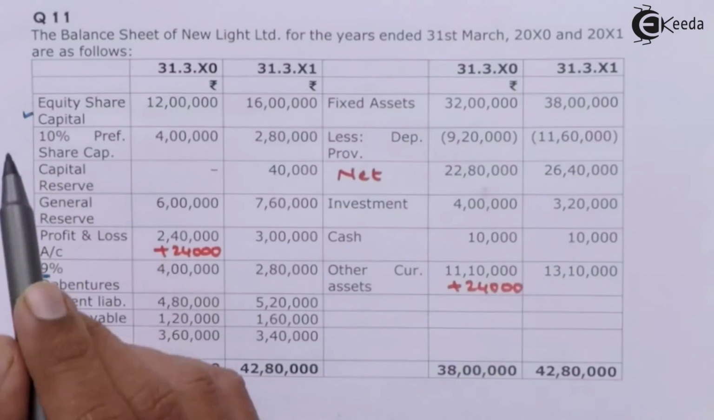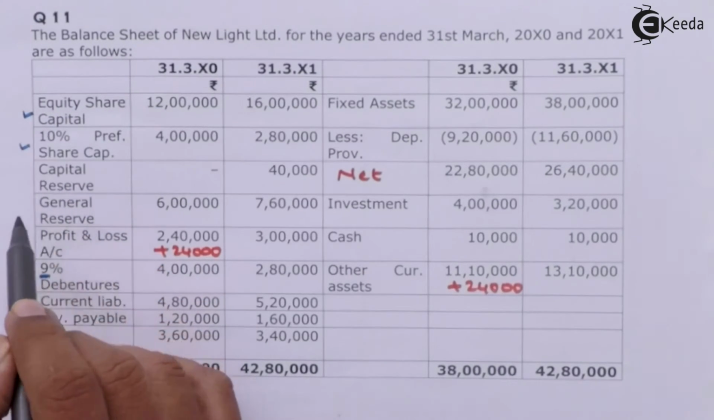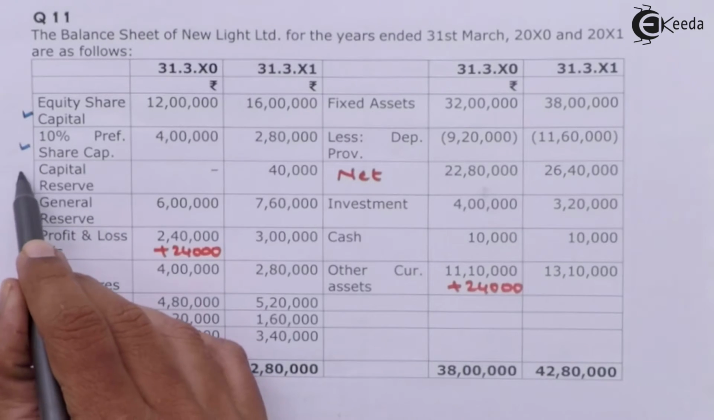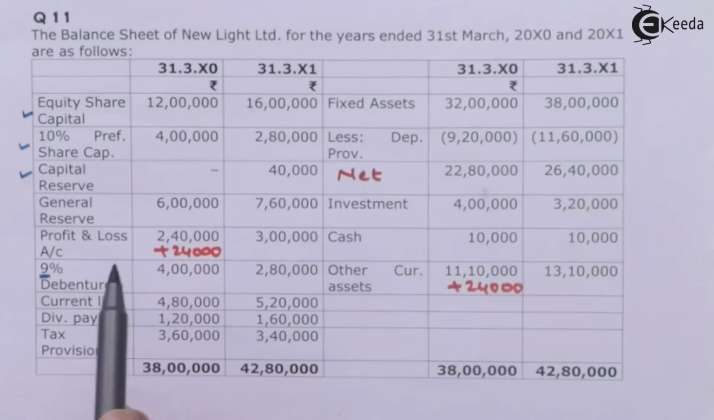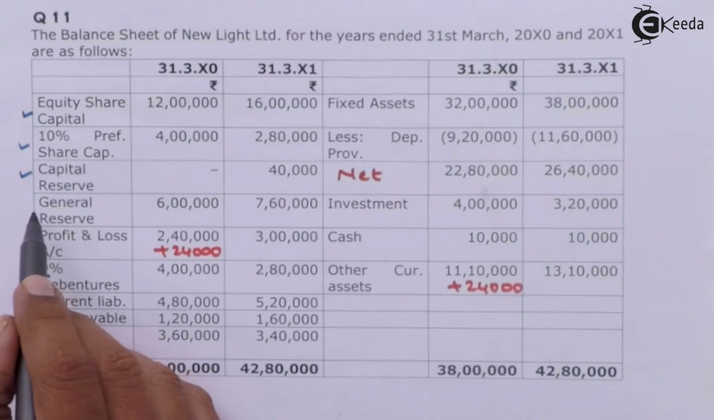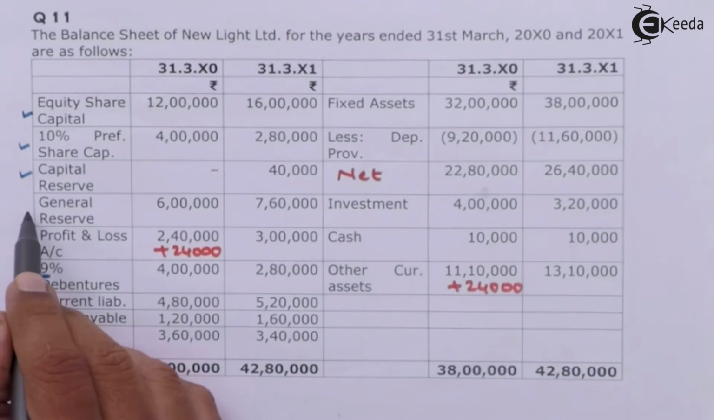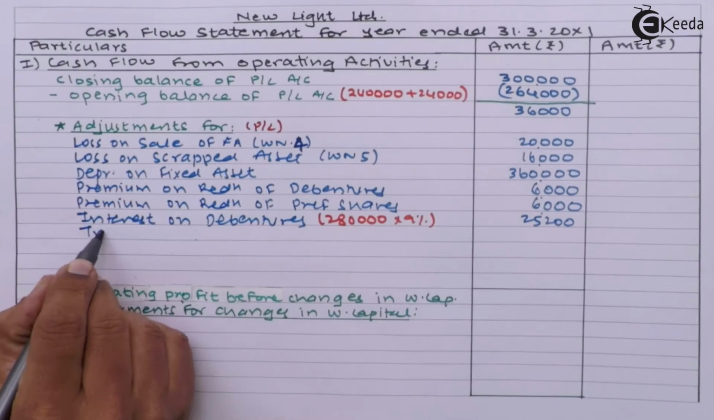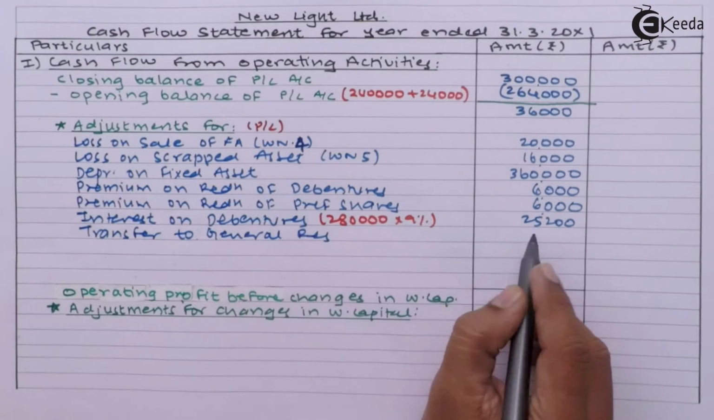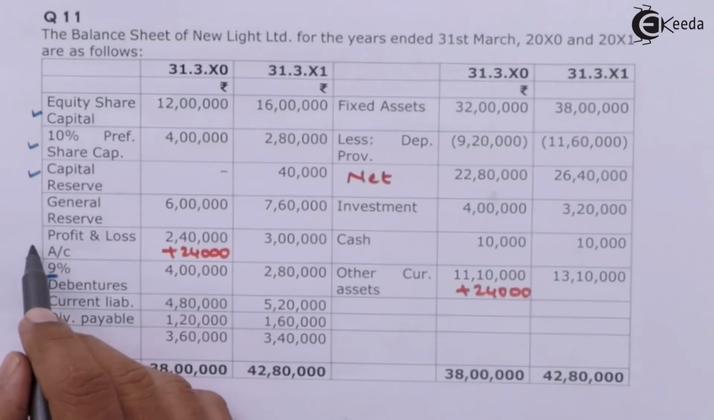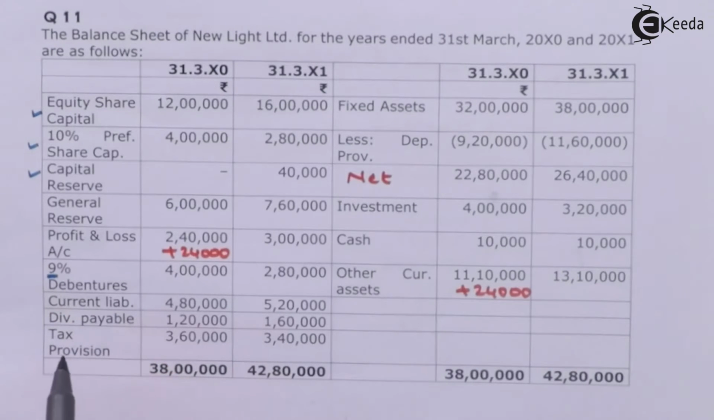We have done equity share capital, we have done preference share capital, capital reserve also we have taken care of. General reserve, earlier it was 6 lakhs and now it is 7 lakh 60,000. So it increased by 1 lakh 60,000. It means there is a transfer to general reserve from the P&L account and it is a non-cash item. So I will add back in my operating activity 1 lakh 60,000 as a transfer to general reserve. P&L account we have considered at the beginning itself.